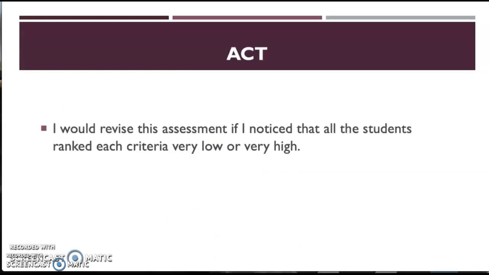I would revise this assessment if I noticed that the students were ranking each criteria very low or very high. If everything was ranked at a very high score and everyone was comfortable, I might go into deeper detail about the different specifics in this unit to then really understand areas the students might need to improve upon. If I see that each score is really low and the students are not comfortable with these assessments, I might have to go back and reteach parts of this unit because the students would not be prepared for an assessment.